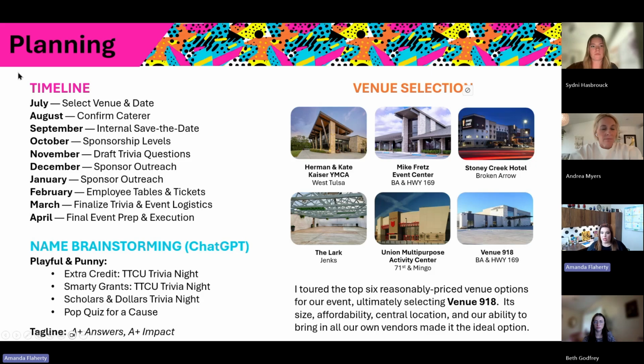So continuing in the planning phase, the timeline. I marked out the timeline of everything that we did, and some of the brainstorming. ChatGPT 100% named this event, and I never would have come up with it in a million years. So I landed on Smarty Grants, but it was really fun. And then I did an informal focus group with some employees, like, hey, what do we like the best? I went to 6 different venues that I knew were going to be in my budget, having done a lot of events throughout my career. I toured all of them and had a lot of great options and pros and cons.